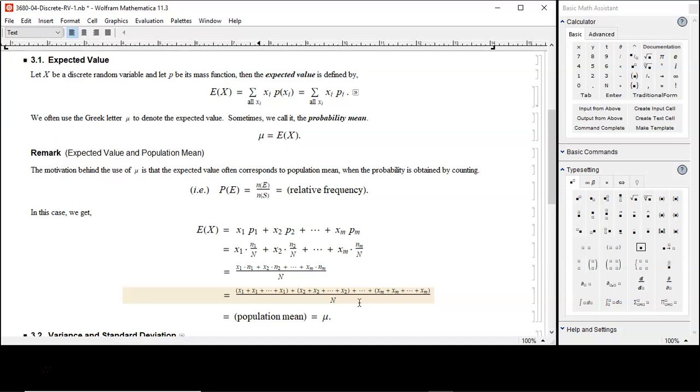So what do you end up with? Basically, we just added up everything in the population and divided by the population size. We ended up with the population mean.